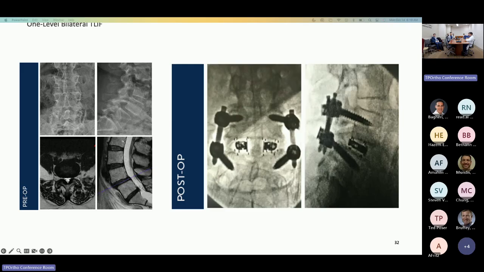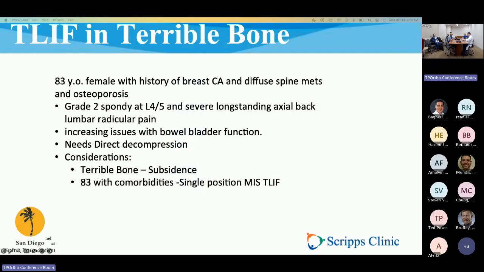There are some crazy expandable cages in the axial plane. Like there's this thing called the Luna, and it snakes around and creates an ALIF-like graft. I had to do them in fellowship because one of my fellowship mentors was really into it. They're a little bit painful to put in, but you can get a massive graft in there. So there are a lot of different ways to skin a cat.